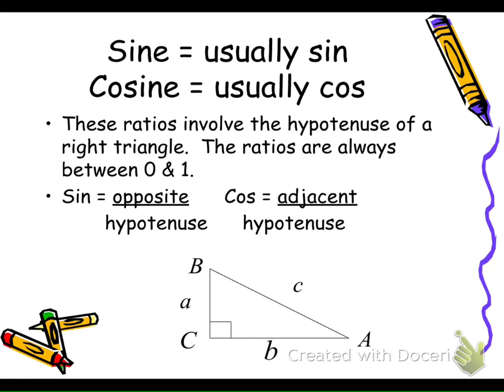So yesterday we learned the trig function tangent. Today we are learning sine and cosine. We abbreviate sine as SIN and cosine as COS. These ratios involve the hypotenuse of a right triangle, and the ratios are always going to be between 0 and 1. Sine is opposite over hypotenuse and cosine is adjacent over hypotenuse.